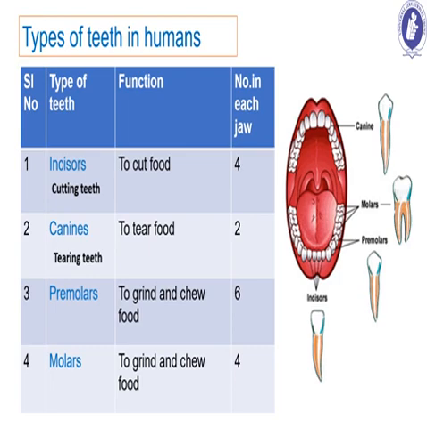How many incisors are present in the upper jaw? 4. Canines 2. Premolars 6 and molars 4. So altogether in the upper jaw we have 16 teeth. Similarly, in the lower jaw as well there are 16 teeth. That comes to a total of 32 teeth for an adult.